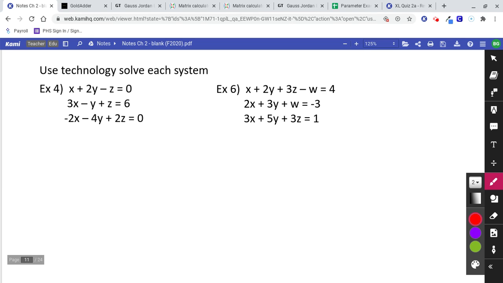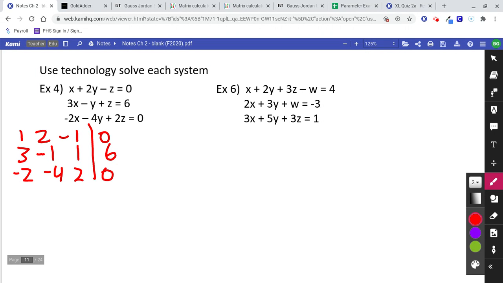Use technology to solve each system. First thing we want to do is come up with the augmented matrix. So take out the variables. Like so.